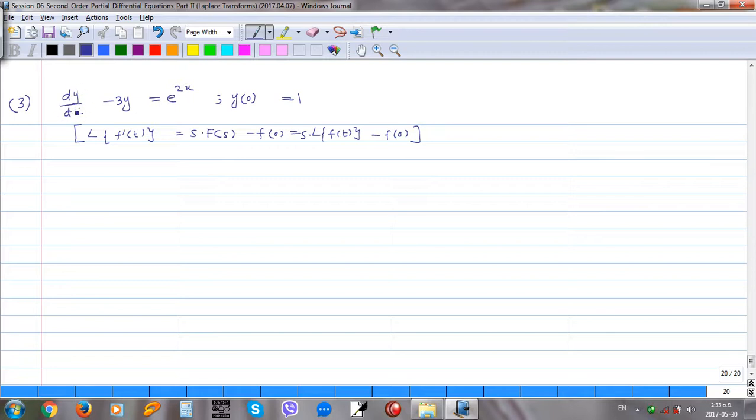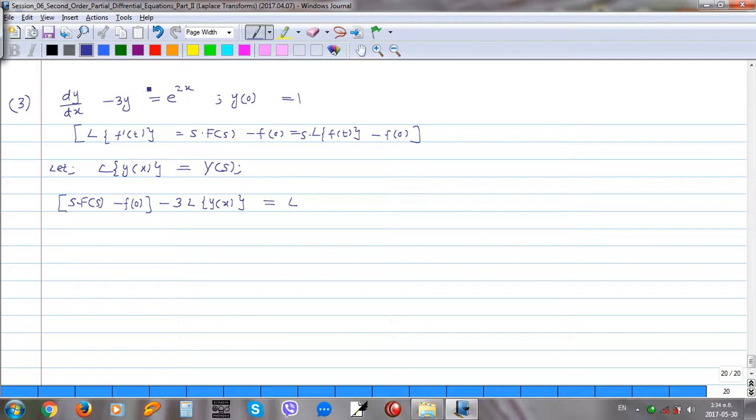Let L of y of x equal Y of s. Now I apply the Laplace transformation. dy by dx means f dash t, so we can write it this way: instead of f dash t, s F of s minus f of 0. Then minus 3 y of x, equals the Laplace transformation.